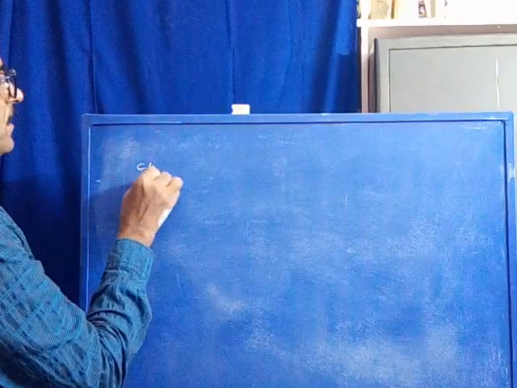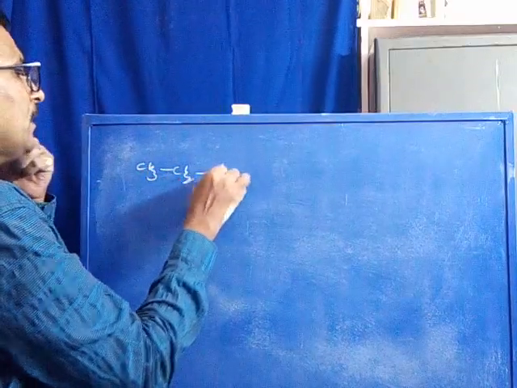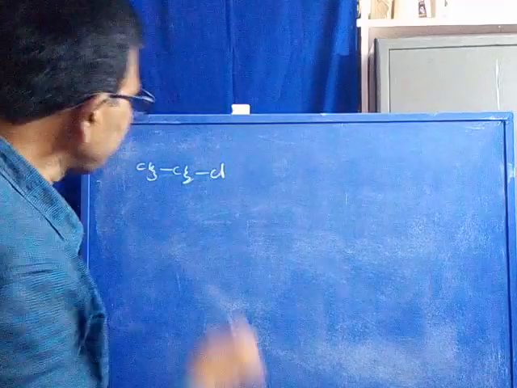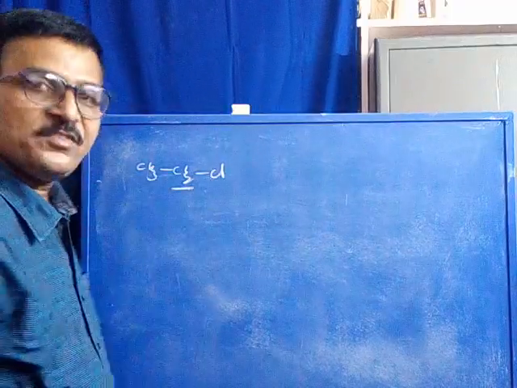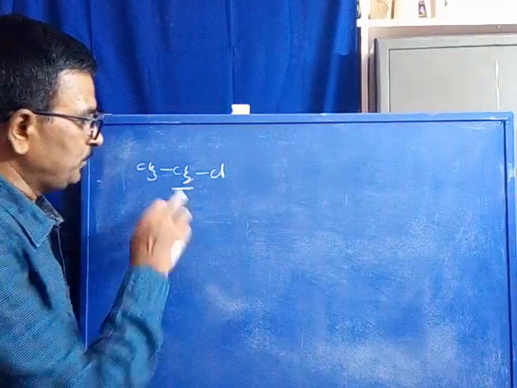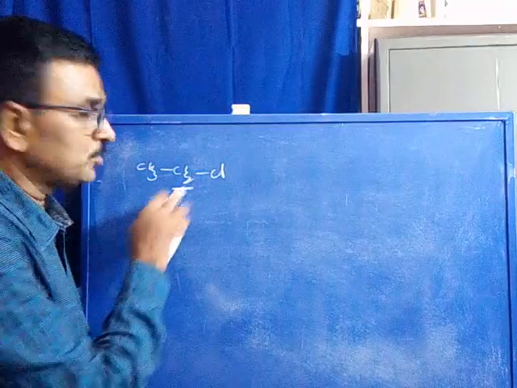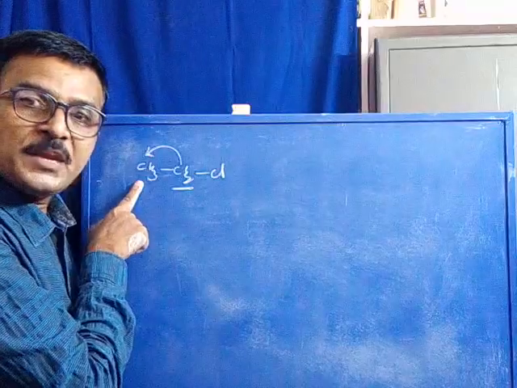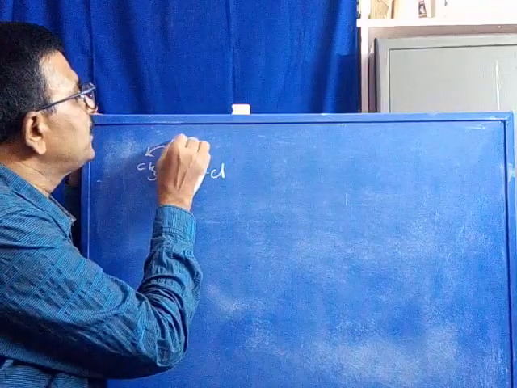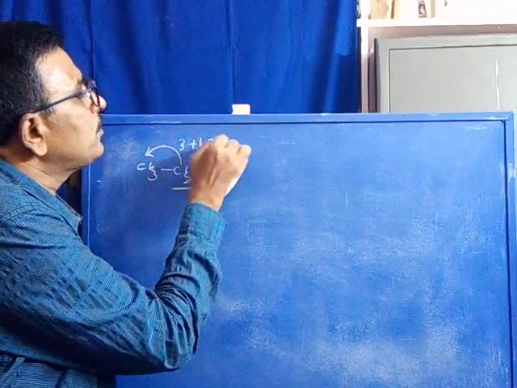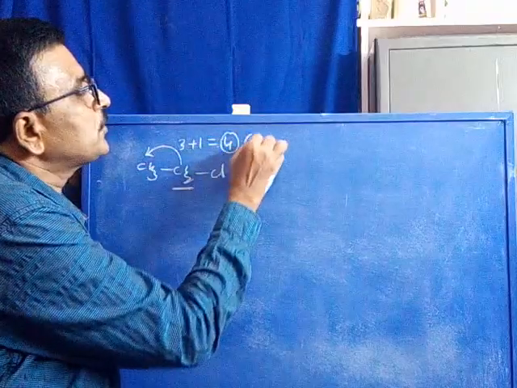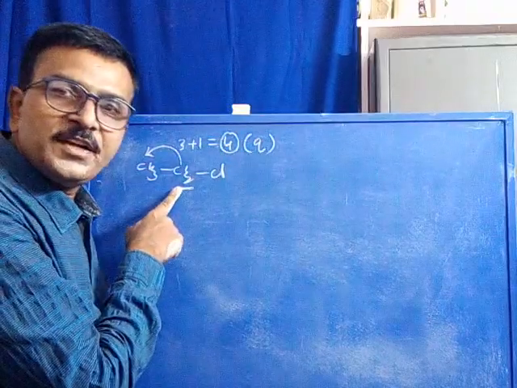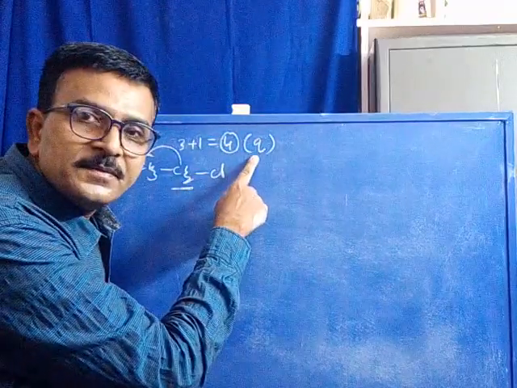A CH3, CH2Cl, again ethyl chloride. Now a signal for CH2. According to the n+1 rule, CH2 is coupled with 3 protons of CH3, that is 3 plus 1 is equal to 4. That is a quartet. A CH2 signal is appearing as a quartet.